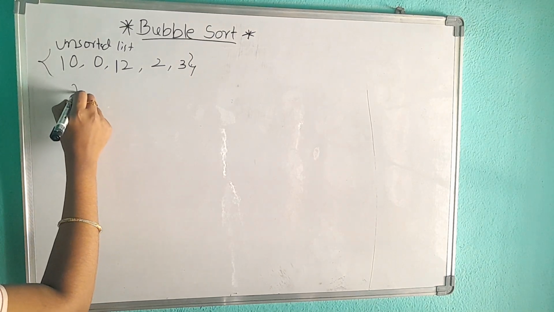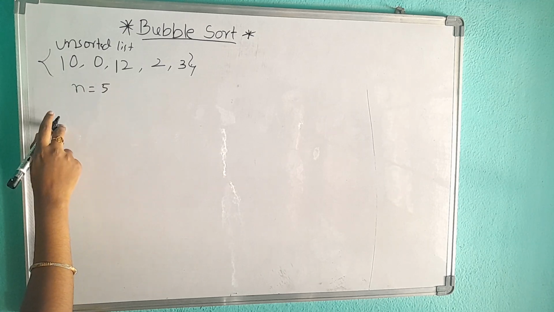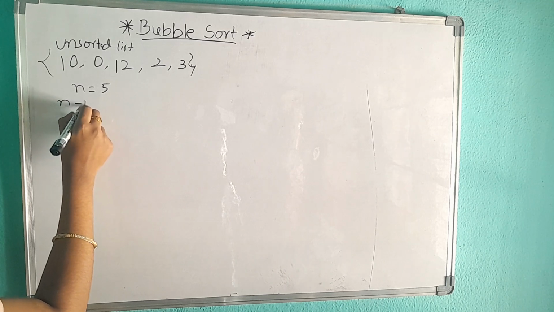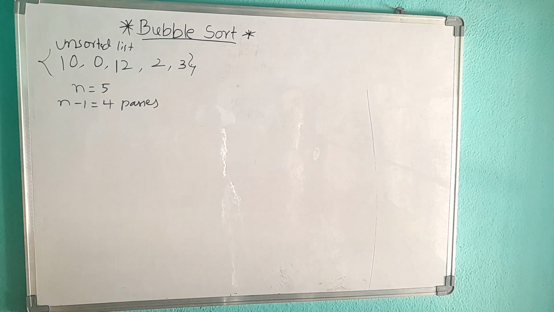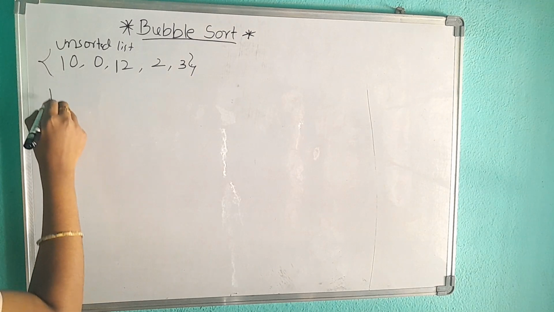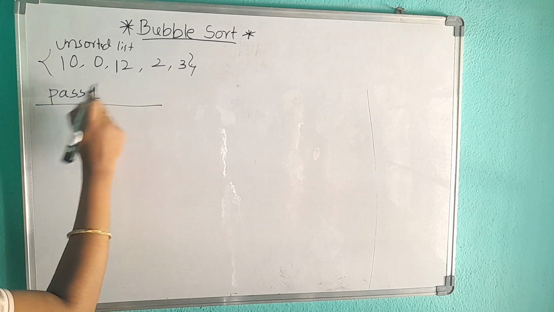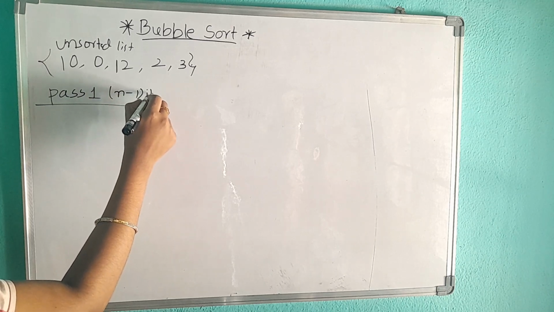Here the number of elements is equal to 5. Therefore, in the bubble sort algorithm, there will be n minus 1 passes, so 4 passes. So, first pass. Pass 1. In pass 1, there will be n minus 1 iterations.